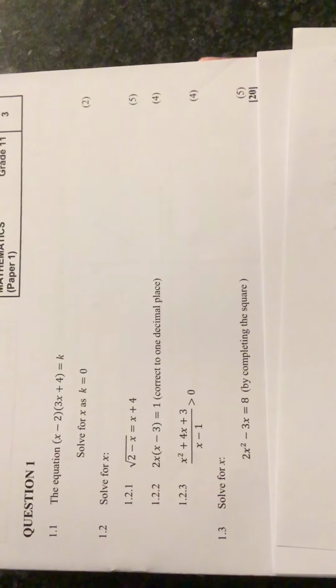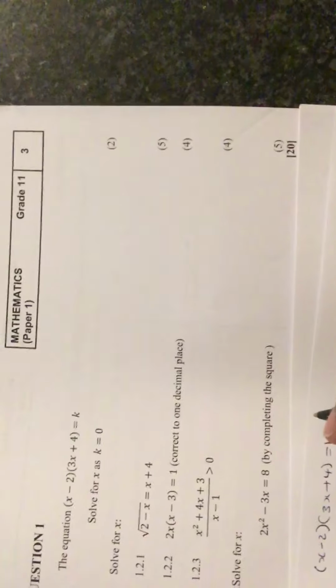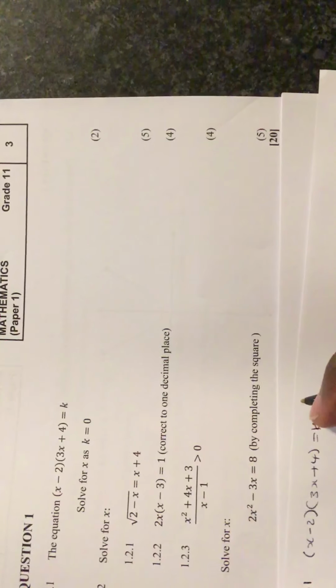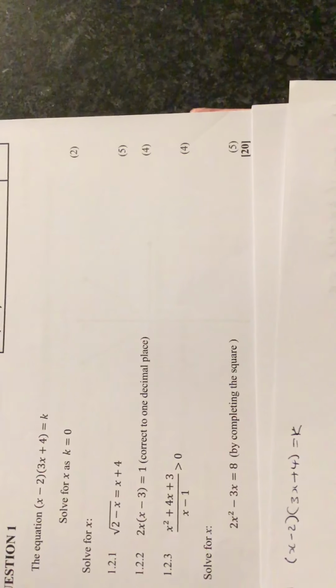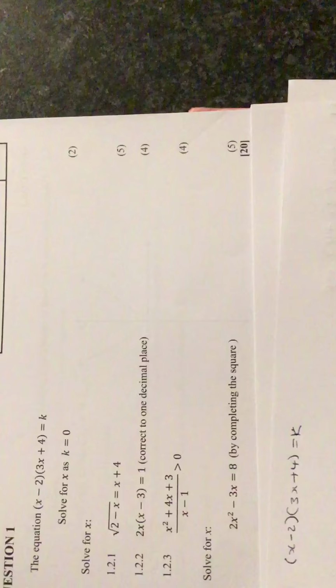So the first question that we are given is question number 1.1. It's (x minus 2)(3x plus 4) equals k. And the marks there is 2 marks. So it's not a lot of work. We just need to think what is it that they are looking for.